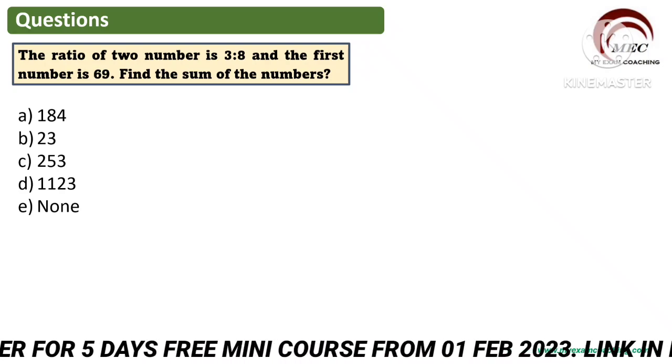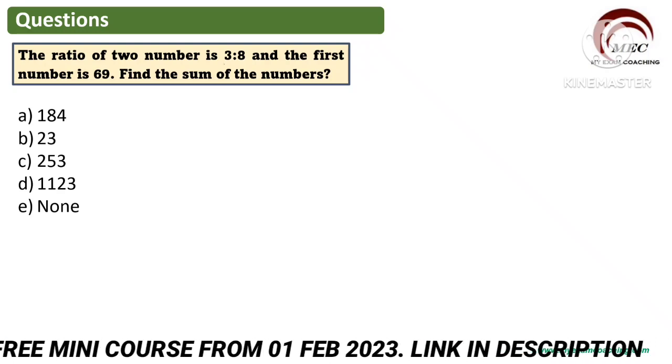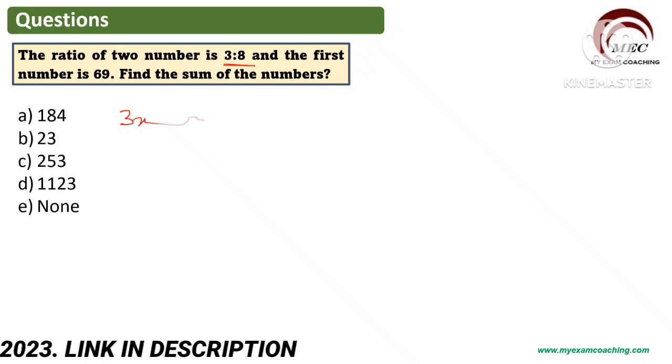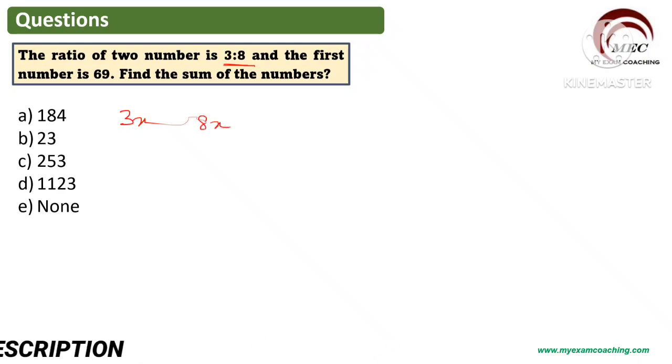Whenever we have this type of questions, the ratio is given 3:8. So we will take the numbers as 3x and 8x. Now the first number is given to you. First number is 69. So 3x will be equal to 69. We want the sum of these two numbers, right? So 3x is given 69, but we don't know what is 8x.